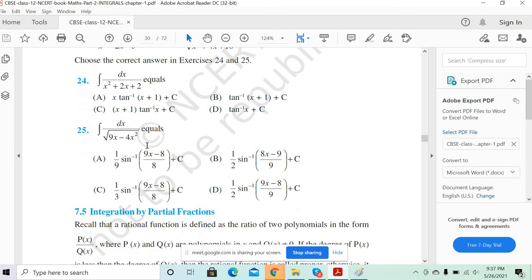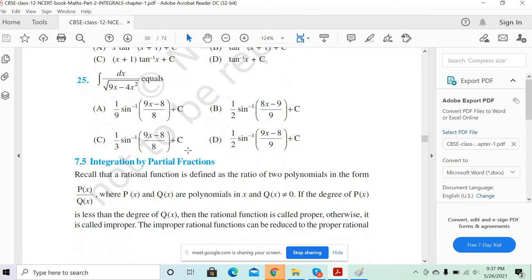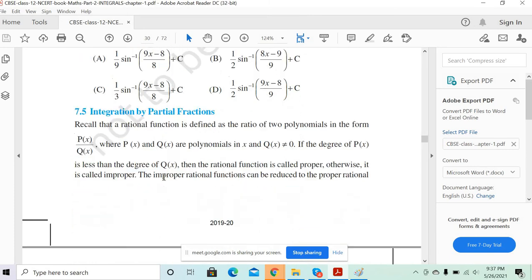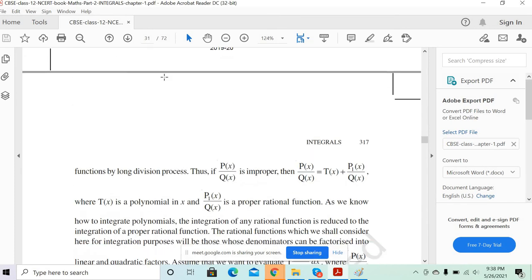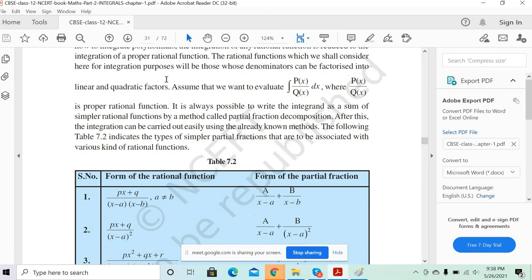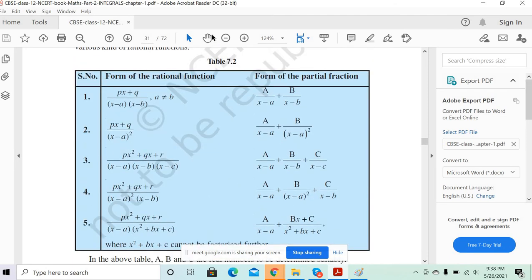So let's go to the next part, Vijay. Integration by partial fractions. Clear, no? Any questions, any doubts? No, sir. Okay, excellent. Now we'll go to the integration by partial fractions. Partial fractions is pretty important, this part, right? Most of the questions will come based on partial fractions. What is partial fraction? Let's try to understand this part. We will directly jump to this table 7.2.